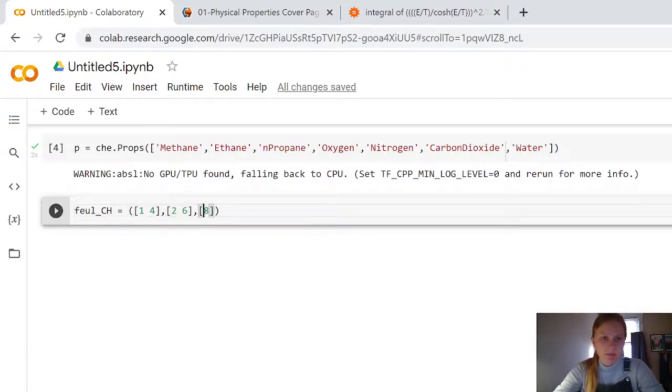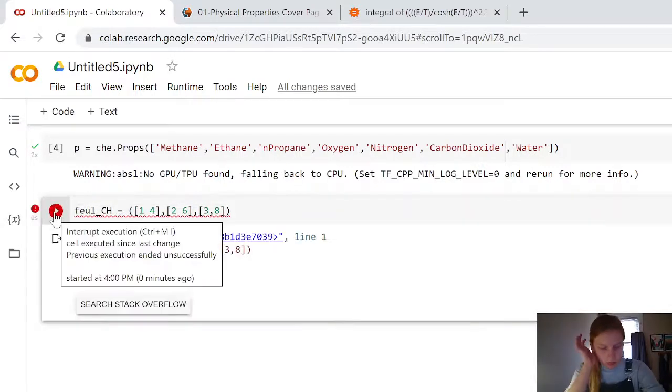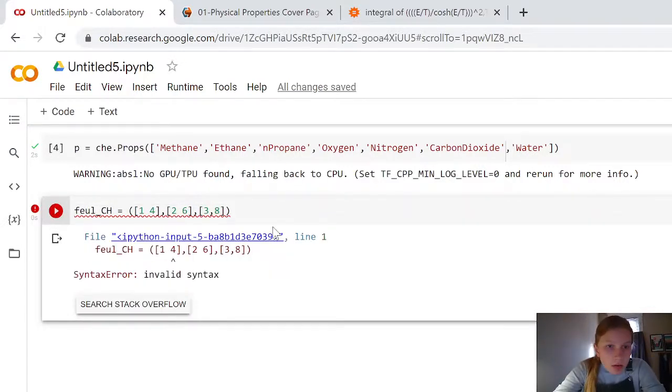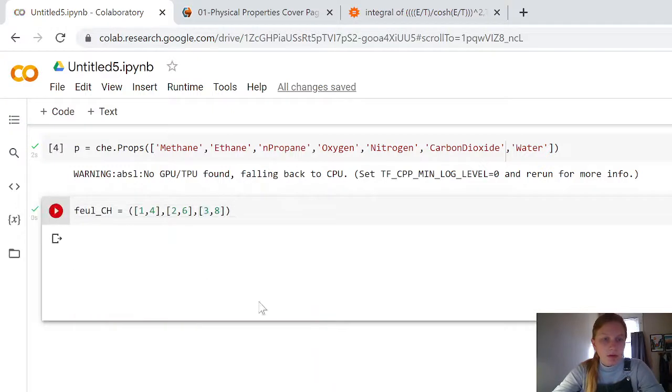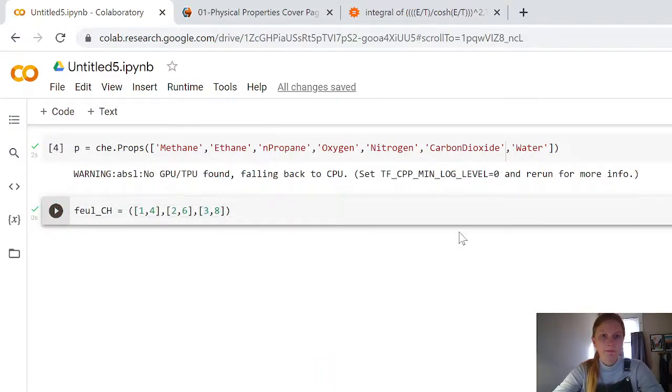Oops. Load that in there. What did I do wrong? Oh, any parentheses in all of these? Or commas in all of these? Okay, there we go. Sweet.